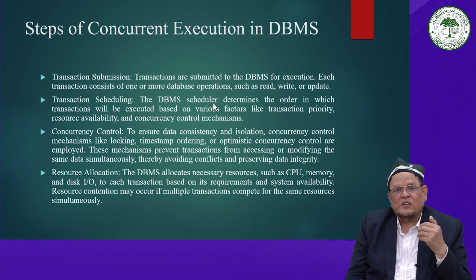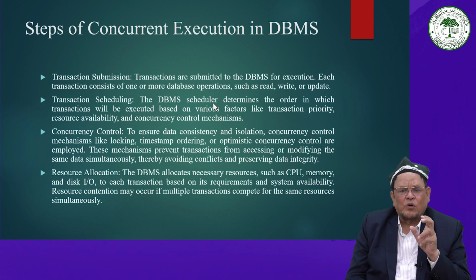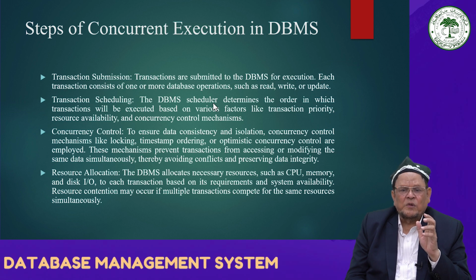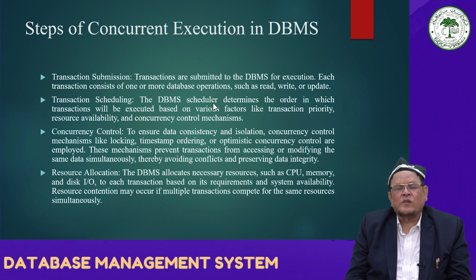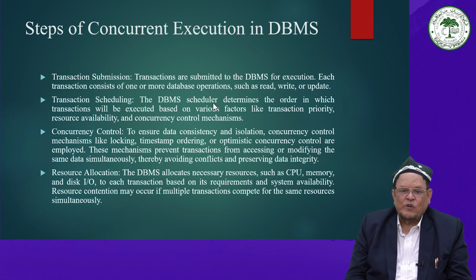The next is transaction scheduling. In the database management system, the scheduler determines the order in which transactions will be executed based on factors like transaction priority, resource availability, and concurrency control mechanisms. The next is concurrency control. It ensures data consistency and isolation. Concurrency control mechanisms like locking, timestamp ordering, or optimistic concurrency control are employed.